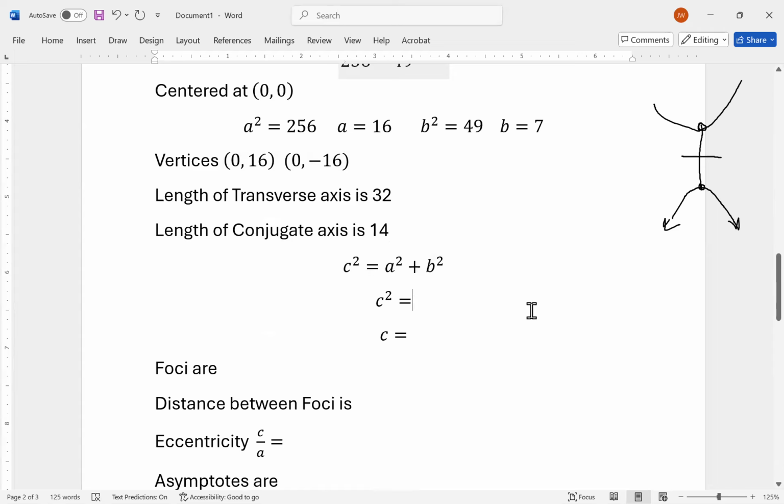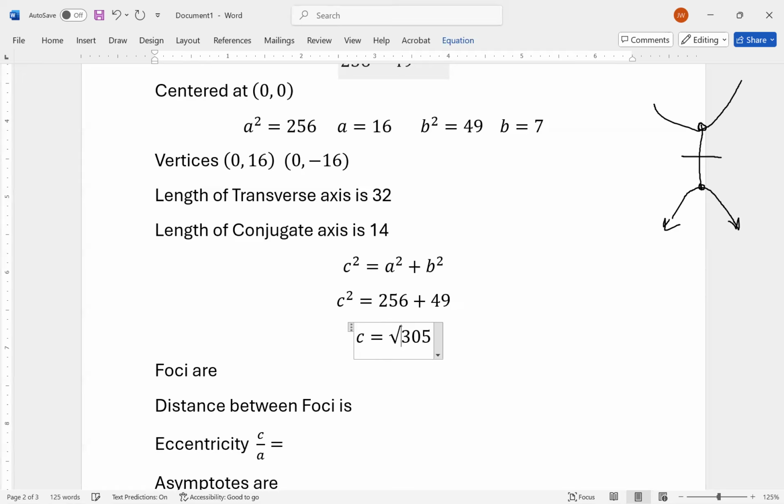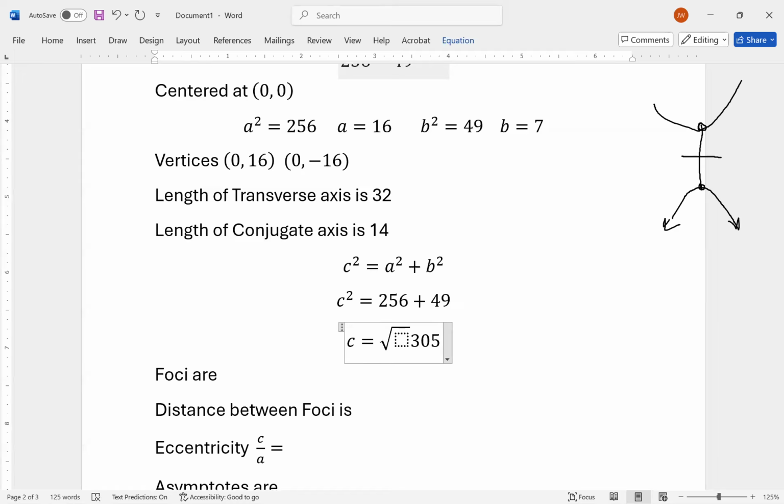C squared is equal to A squared plus B squared in a hyperbola. The A squared this time is 256. The B squared this time is 49. 256 plus 49 is 305. That's not a perfect square. So C is equal to the square root of 305.